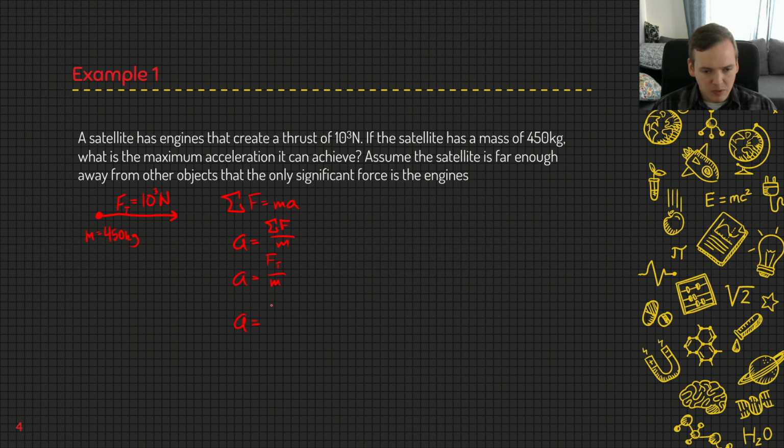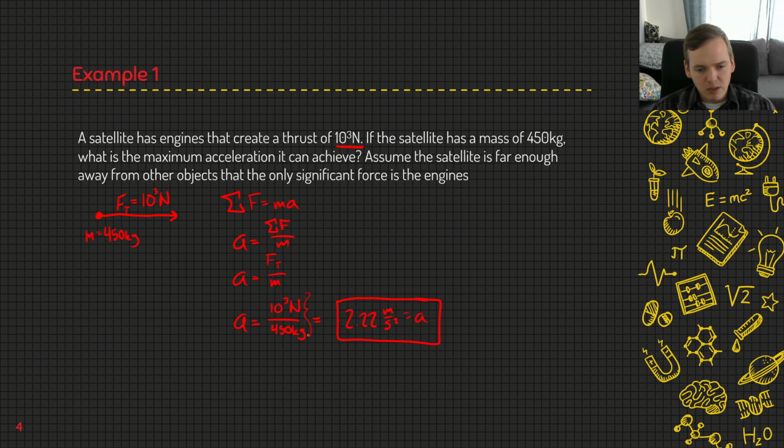Acceleration is equal to 10 to the third newtons divided by 450 kilograms, which will be 0.22 meters per second squared. This is equal to the maximum a. Obviously, if the thrusters can produce a thrust of up to 10 to the third, they could produce less. So this is our maximum acceleration.